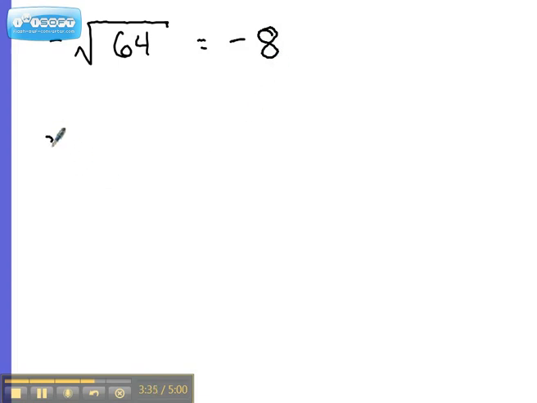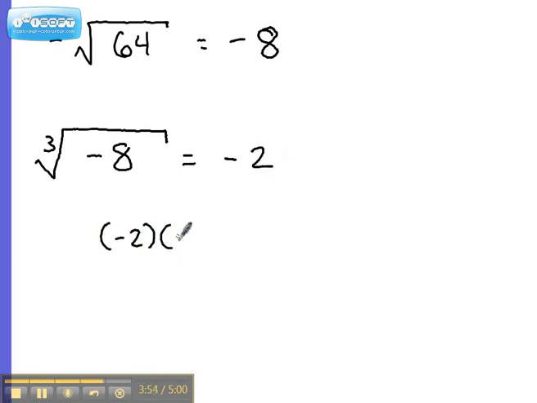When we're taking cube roots, sometimes you might have a negative number inside. So let's say the cube root of negative 8. So that's asking you what number can you multiply by itself 3 times and get negative 8. Well, the answer to this is going to be negative 2. And let's look at why.